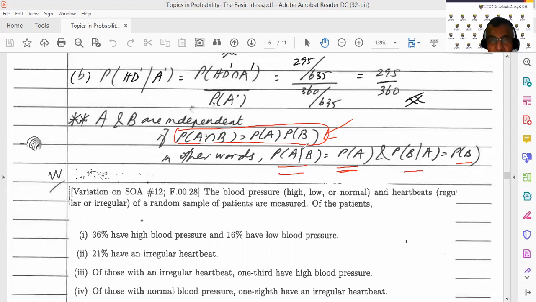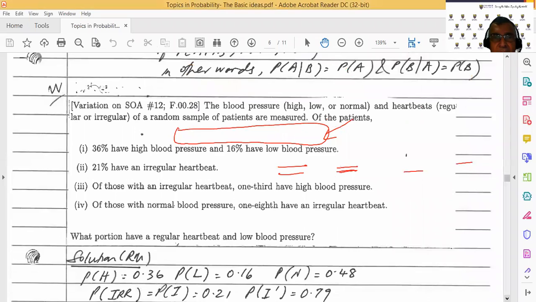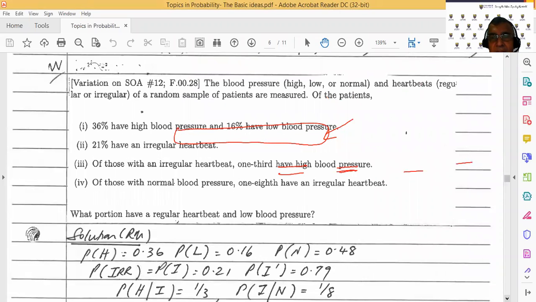Now let's look at one example. I won't go through the example in detail, but at least what you should do is pause the video and try to do it yourself. See what they're saying. The blood pressure is high, low, or normal, and the heartbeats are regular or irregular. Again, we have blood pressure with three cases: high, low, or normal. And then you have heartbeats, regular or irregular.